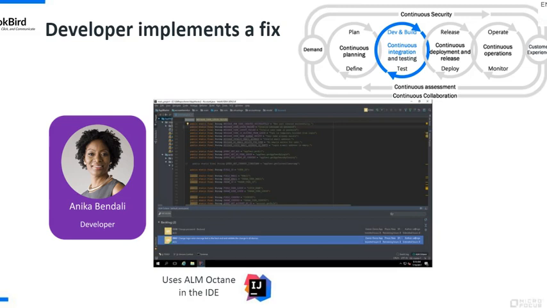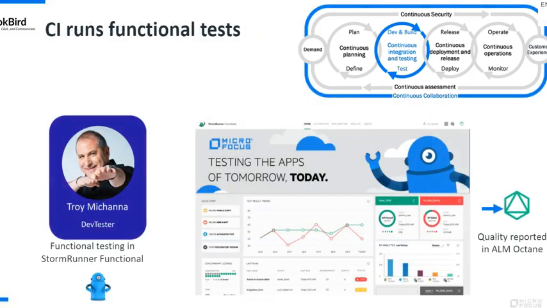As part of that, the continuous integration system runs a series of tests. The first set of tests that we run are the functional tests. In this case, the tests were written by Troy, who's our dev tester, and he's using StormRunner Functional. StormRunner Functional lets you test your mobile and web applications on any environment using an on-demand lab with local or hosted devices. We released that very recently in late 2017.